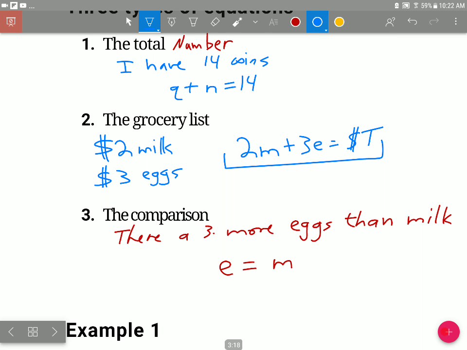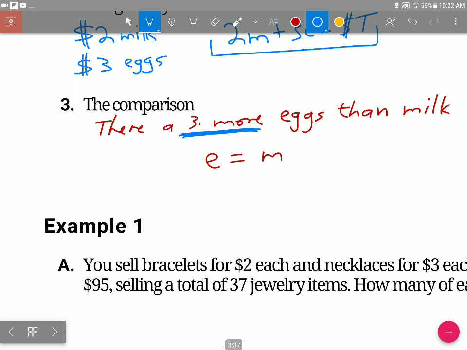But remember, one of them is 3 more. So question, how do you do 3 more in a math question? Is that 3 plus, 3 minus, 3 times, 3 divide, 3 what? 3 plus. So to make them equal, are we going to add 3 to the eggs, or are we going to add 3 to the milk in order to make them equal? I'll slide it up. You do what?